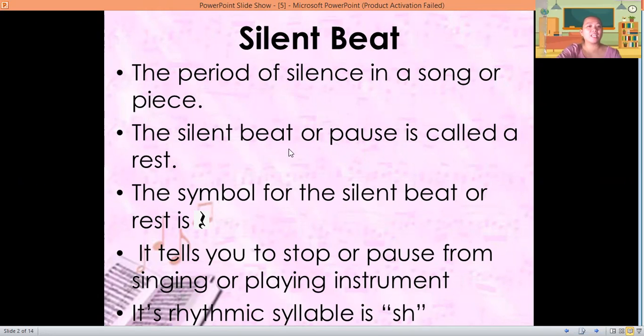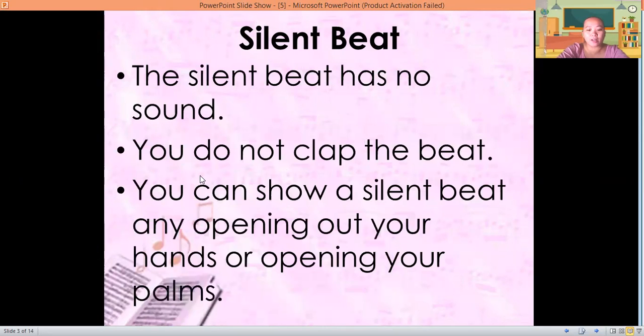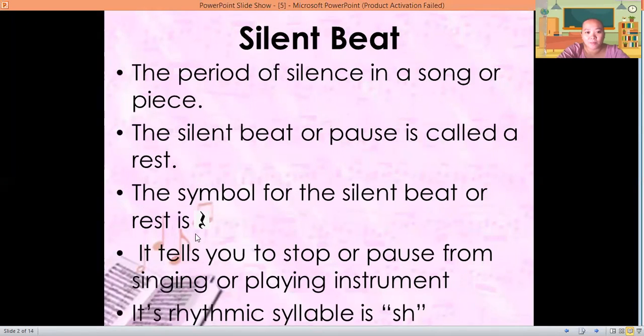The silent beat or pause is called a rest, okay? This is the time in music where you can rest. And the symbol for our silent beat is this one. Oh, sorry. This one. Can you see it? Yeah, that one. Okay, when you see this one, it tells you to stop or pause from singing or playing instrument. So when you see a silent beat, it means you're gonna stop and pause.